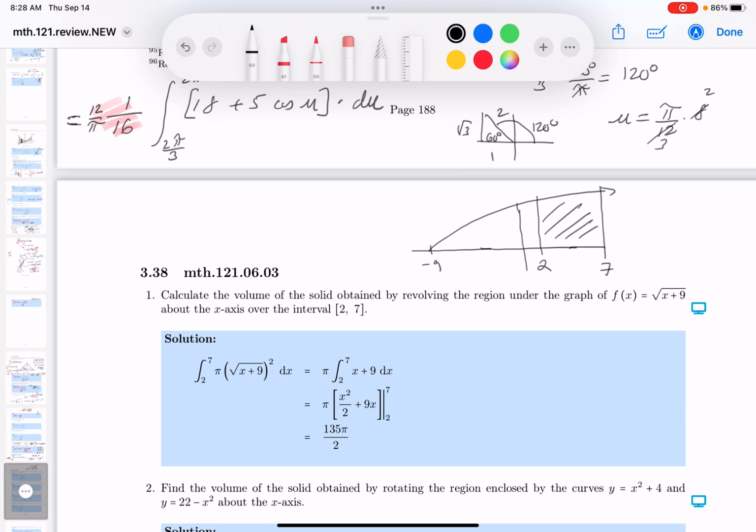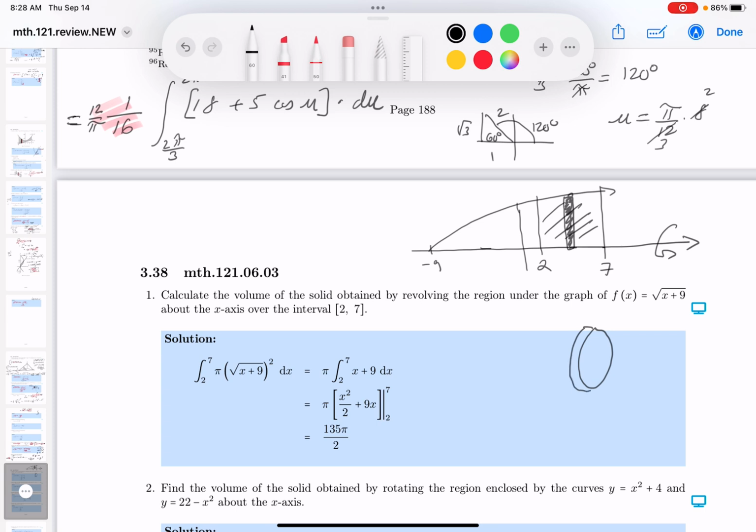Now someone says, what are they doing? They're rotating that region about the x-axis. So this is the x-axis over here. They rotate it like this. And typically what we do here, we take a sliver like this over here. And you got to start to realize if you take a sliver like this and you rotate it about the x-axis, it's going to form a disc like this.